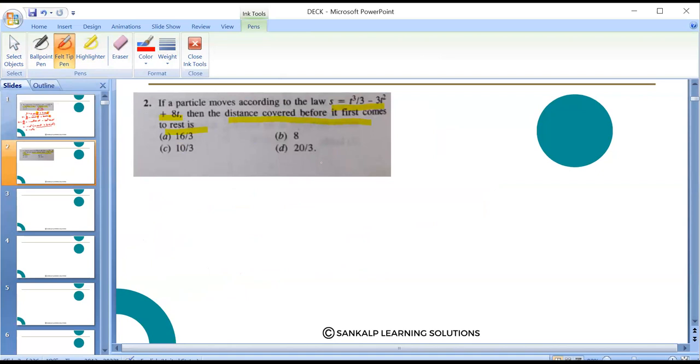So when does the particle come to rest? Rest means velocity should be 0. So take s as t cube by 3 minus 3t square. Find the derivative of s, you will get velocity. By 3 is a constant, derivative of t cube is 3t square. Minus 3t square derivative is 6t. You can cancel 3. Set it equal to 0.